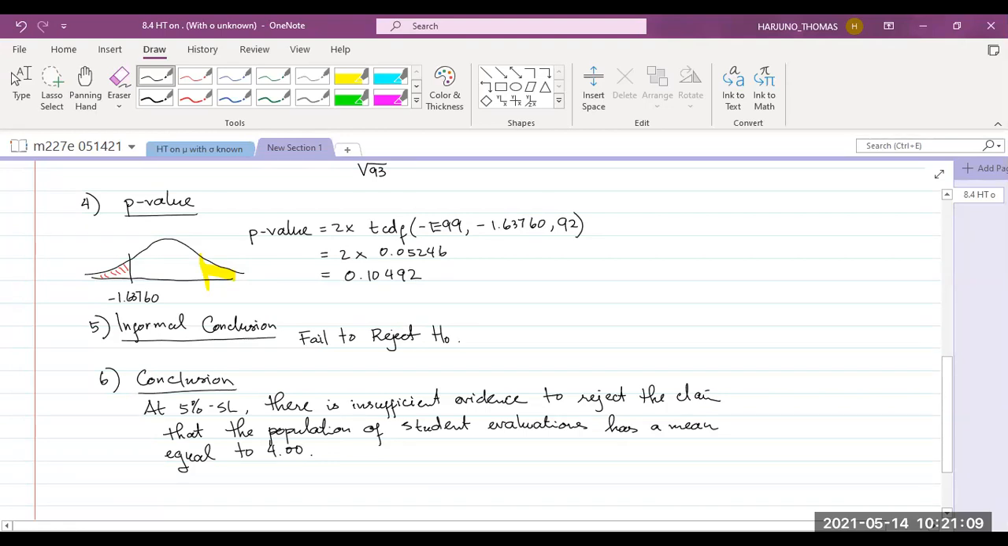Does it mean that the student evals have a mean of 4.00? No, that's not what it means. That's not what the conclusion is saying. The conclusion is just saying that we don't have enough evidence to reject that claim. It doesn't mean it is true. I just don't have enough evidence to say so.